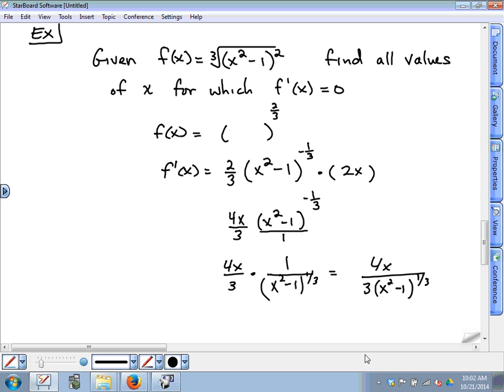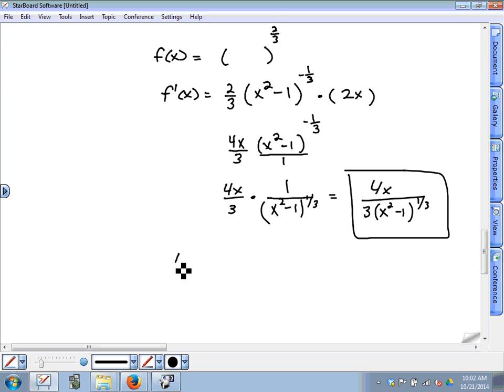But did you read carefully what I asked you to do on this problem? Find all values of x for which f prime of x equals 0. I wasn't just asking you to find f prime of x. This is f prime of x right here. I was asking to go a little bit further. So we set that equal to 0 and solve it. 4x over 3 times x squared minus 1 to the 1/3. When does that equal 0? The answer is a lot easier than you think.